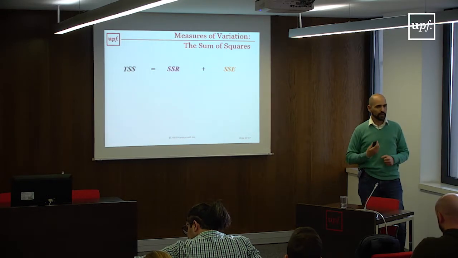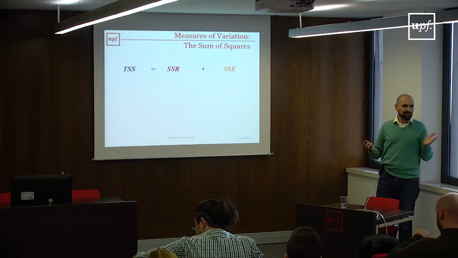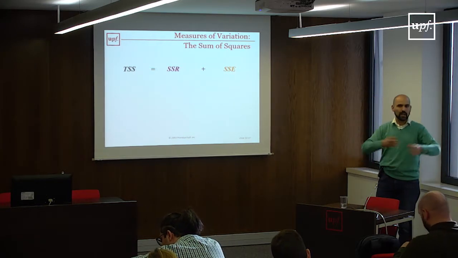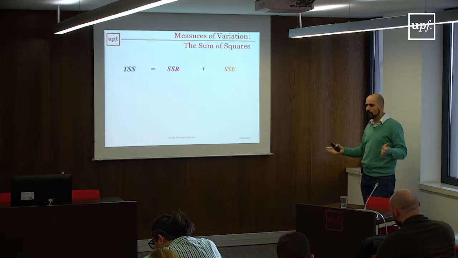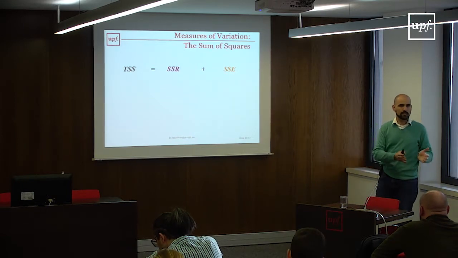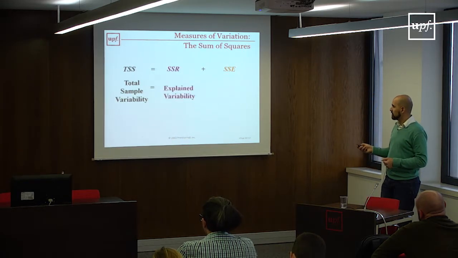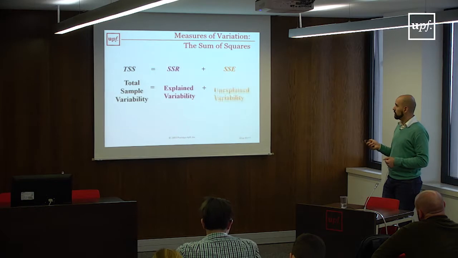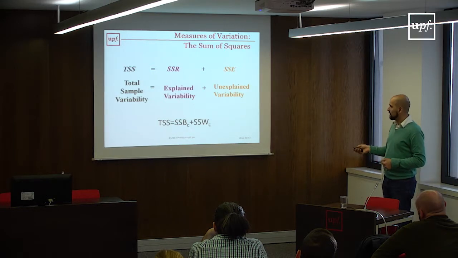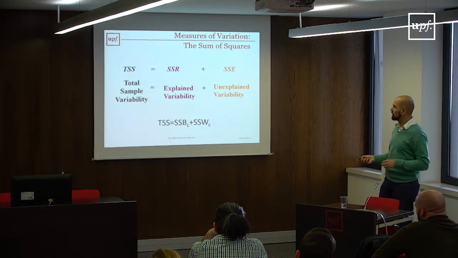Let's go back to our friends, the sums of squares. We know that we must have something like this. We have a total sum of squares, which is our study, and this sum of squares must be split into a part related to the error and a part related to the model that we are using. So we have the total sample variability, explained variability plus unexplained variability. It reminds us of something, no? We are going in the same direction.